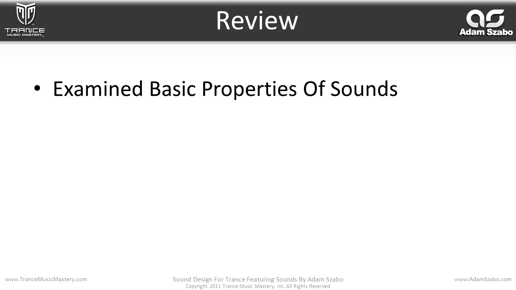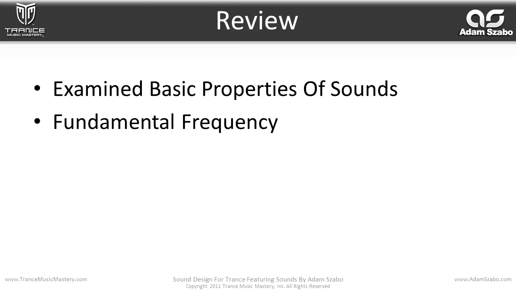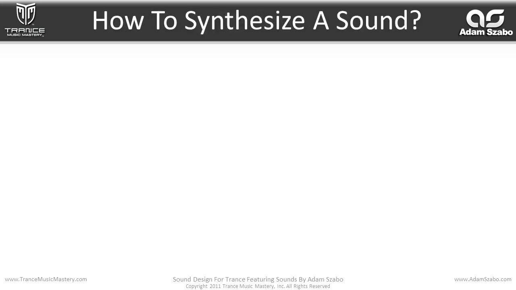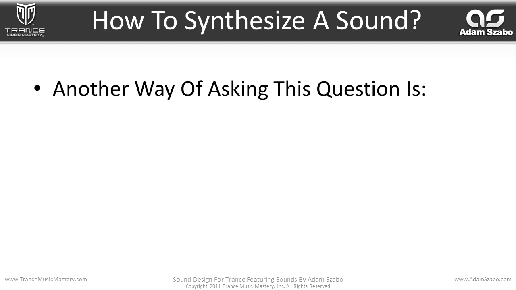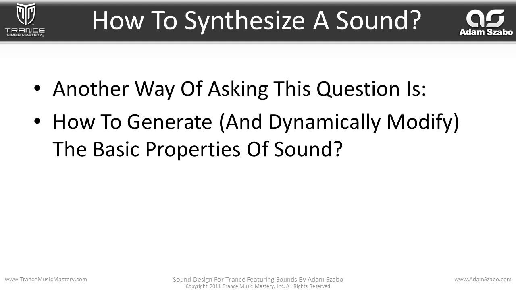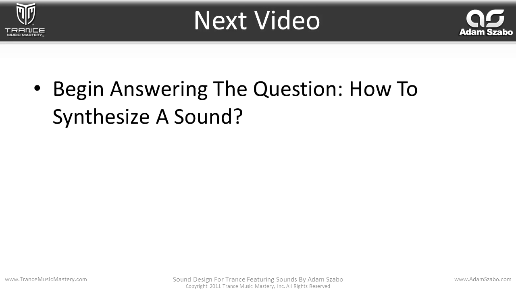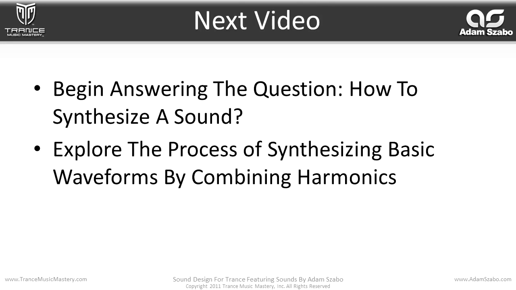So just to review quickly what we've covered so far, we've examined the basic properties of sounds. We've covered the fundamental frequency, harmonics, and looked at how the harmonics contribute to the 4 simple waveforms. Well, the next question would be how to synthesize a sound. Another way of asking this question is how to generate and dynamically modify the basic properties of sound, which would be loudness, pitch, and timbre. In other words, harmonic content. Well, we're going to do that in the next video. We're going to begin answering the question, how to synthesize a sound, by exploring the process of synthesizing basic waveforms by combining harmonics.